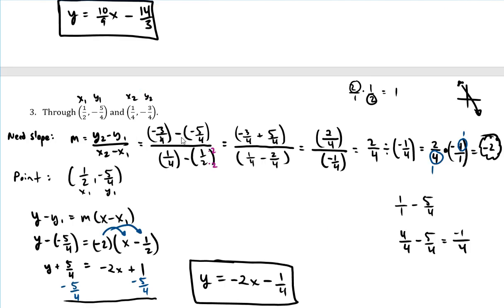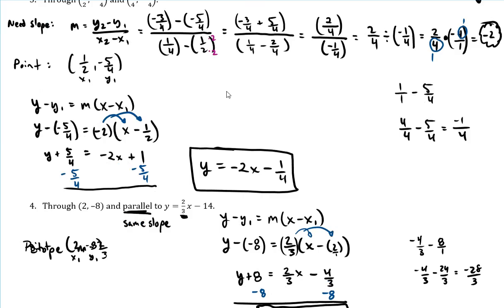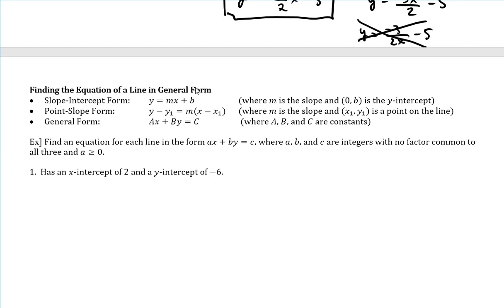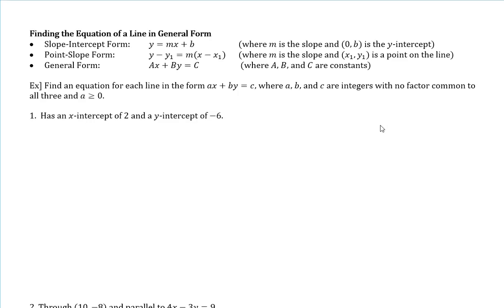So on the previous video, if you're going in order of these, we were finding the equation of a line in slope-intercept form. That is the most common case throughout your whole math career. That's usually the way that we would write it. However, just in case they want it this way, let's do a couple of examples. So here are our three different forms of the line. We have the slope-intercept, we have the point-slope, and we have the general form.